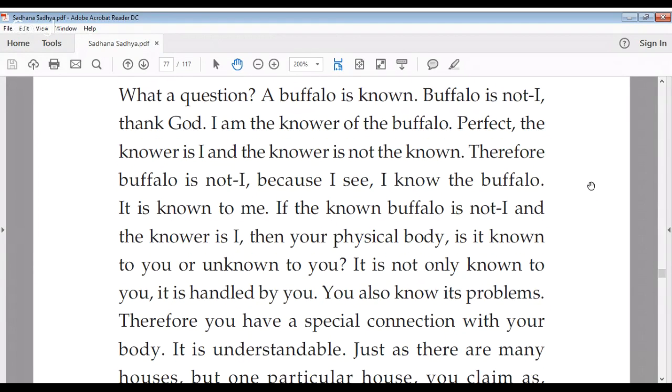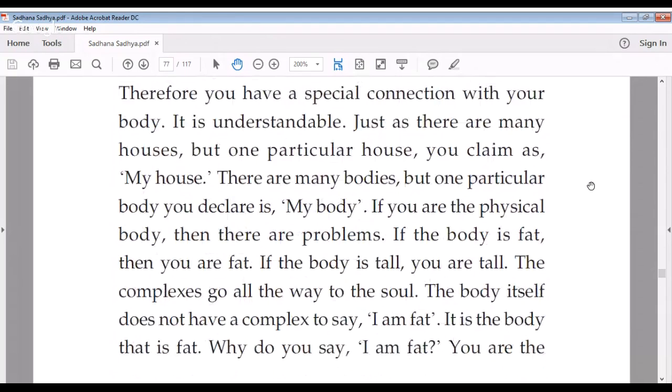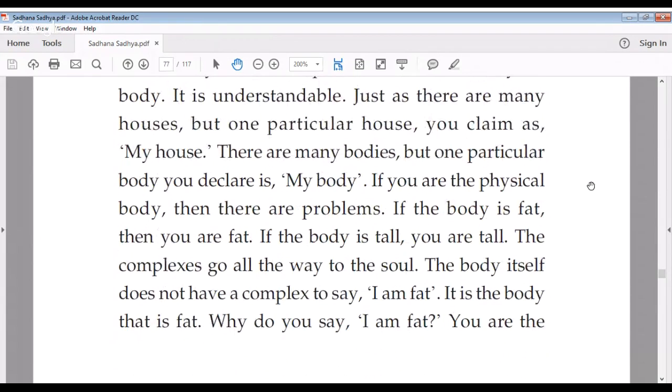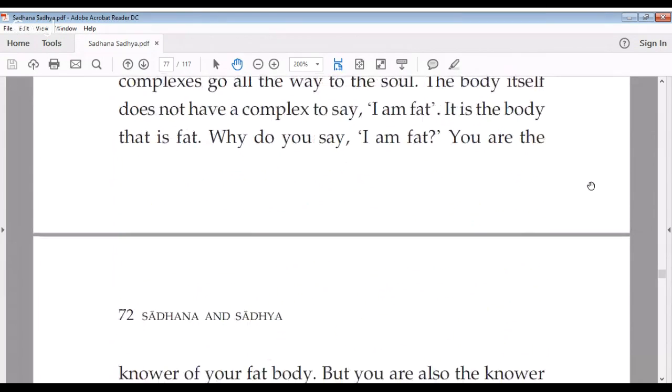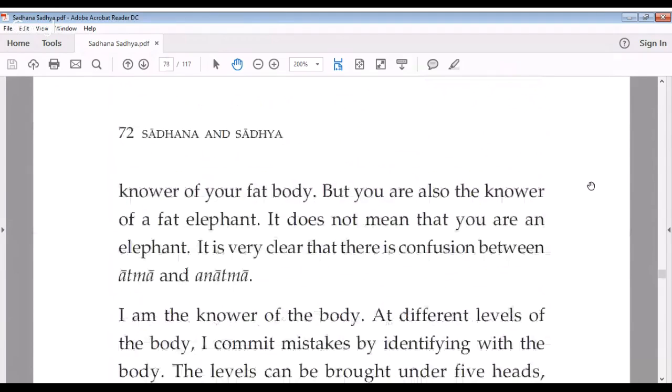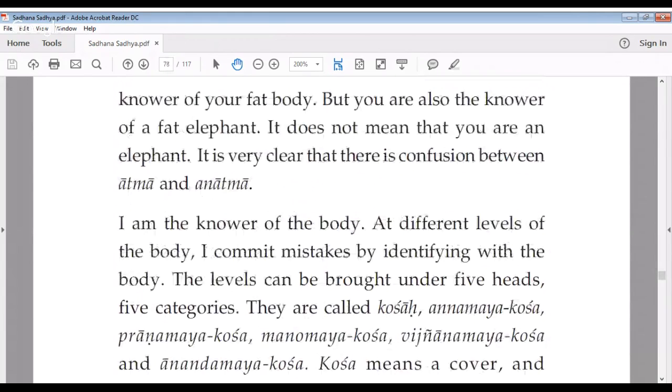If you are the physical body, then there are problems. If the body is fat, then you're fat. If the body is tall, you are tall. The complexes go all the way to the soul. The body itself does not have a complex to say, I am fat. It is the body that is fat. Why do you say, I am fat? You are the knower of your fat body, but you're also the knower of a fat elephant. It does not mean that you are an elephant. It is very clear that there is confusion between Atma and Anatma.